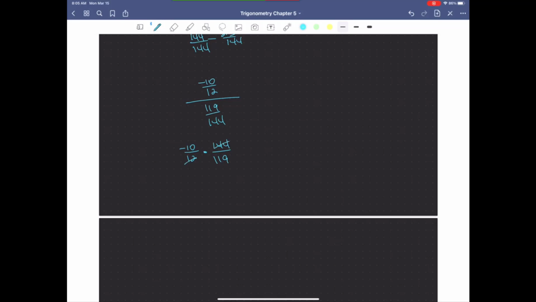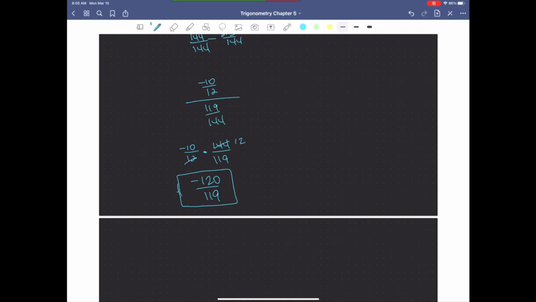You guys want to do this? Can we just simplify the 10 over 12? Yeah, you can simplify the 10 over 12. Yep, absolutely. You can do it at any step, wherever you want to do it. And then what are we going to end up with? 120 or 119? 119. Yep. We are good leaving it like that.